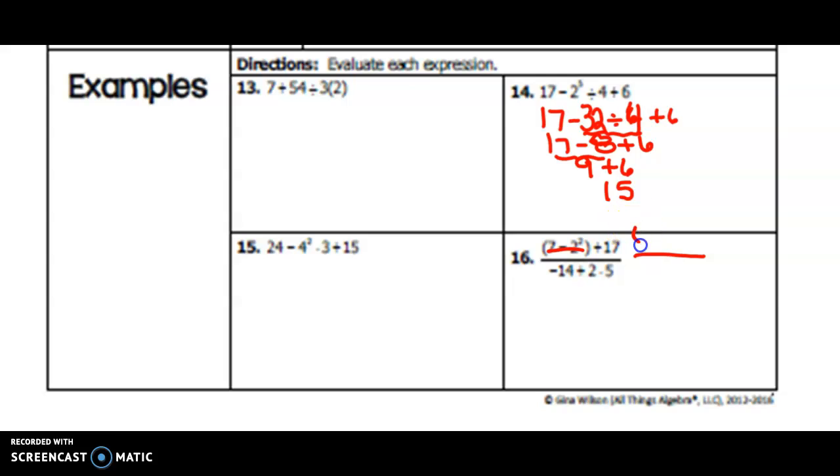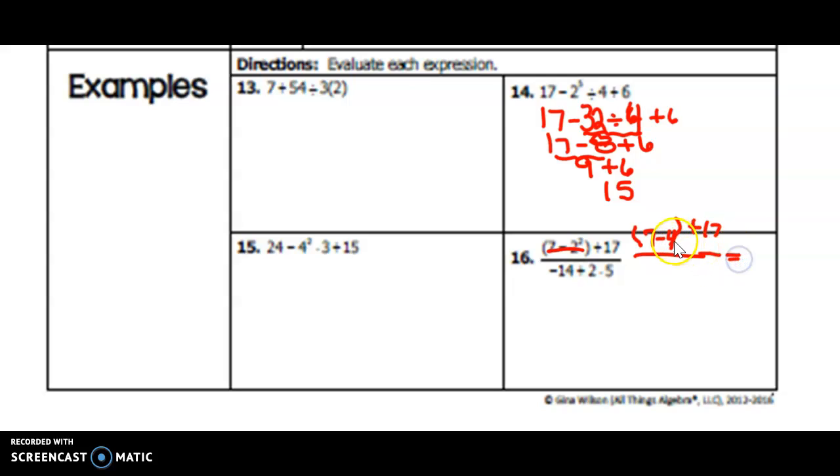So looking here, we're going to take these parentheses first, and the parentheses have 7 minus 2 to the 2nd power. We're actually going to have to leave that as 7 minus 4. And then we're going to go ahead and keep the parenthesis and add on the 17. And so I'm still going to have to finish up this numerator. So let's keep going with it.